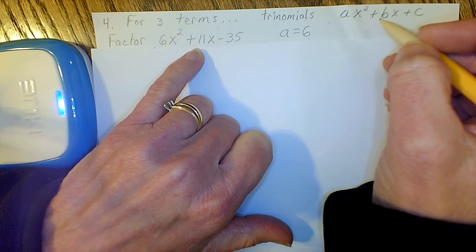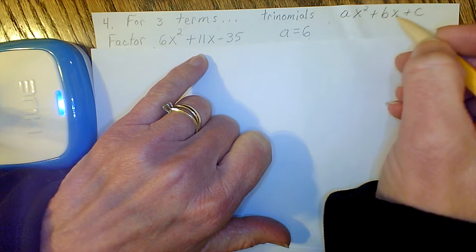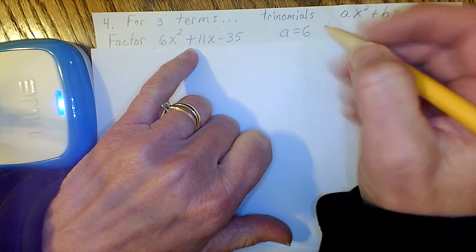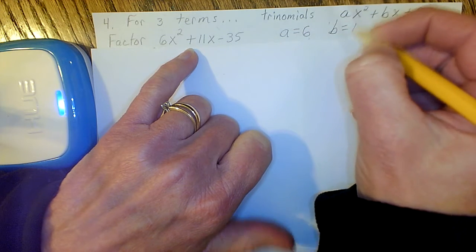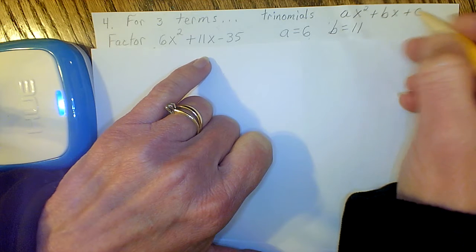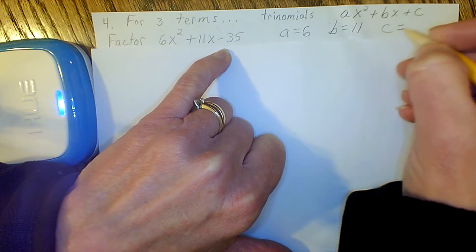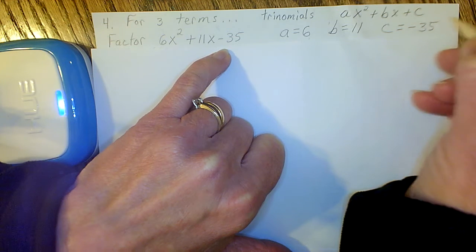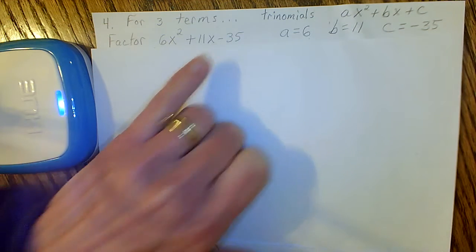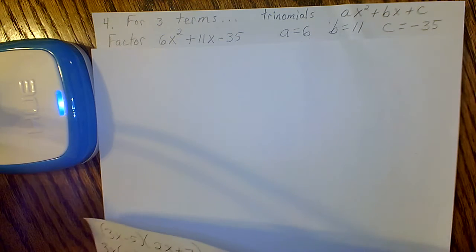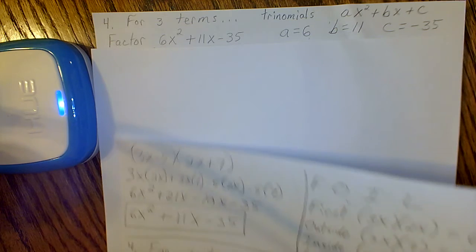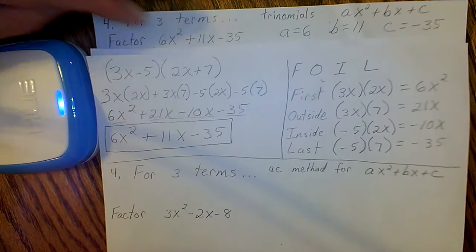Over in our example, again, the b is the number that's getting multiplied by x, so in our example, b is going to be 11. And then c is the constant term that's out here with no x's, and that in our example is going to be negative 35.